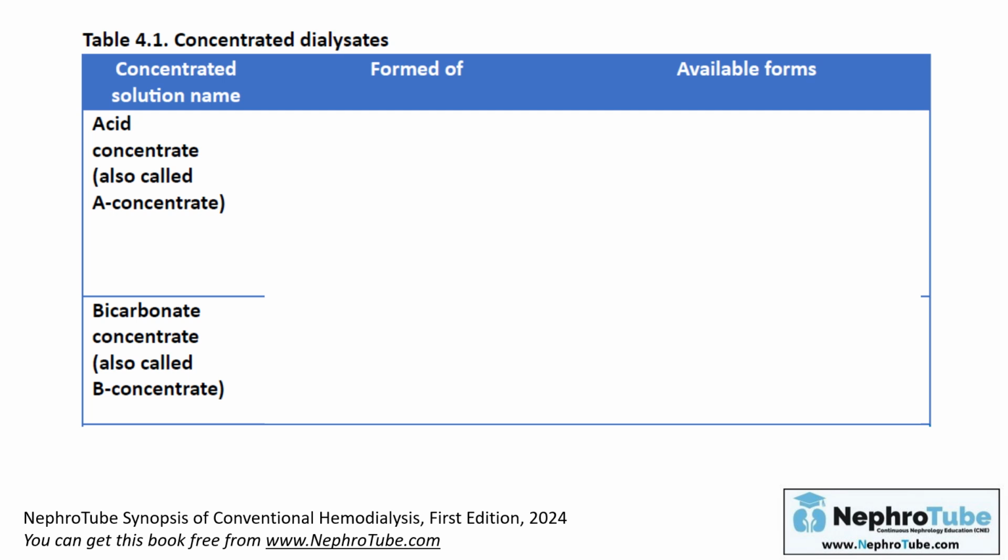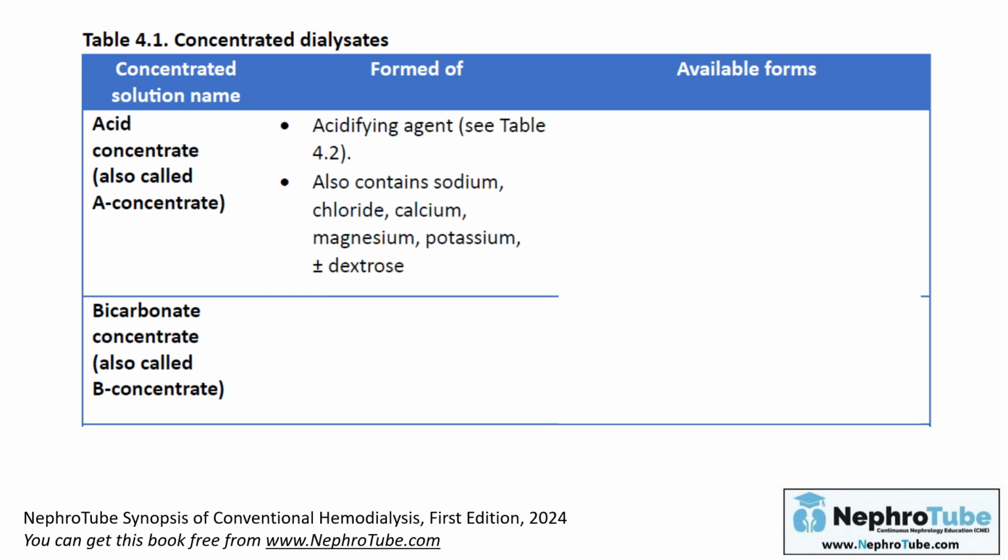We have two concentrated dialysates that are connected to the hemodialysis machine. The first one is the acid concentrate, also called A concentrate, A for acid, and the bicarbonate concentrate, also called B concentrate, and here B is for bicarbonate. The acid concentrate that is connected to the machine is formed of an acidifying agent, and I will talk about the different acidifying agents that can be used in the acid concentrate. It also contains sodium, chloride, calcium, magnesium, potassium, plus or minus dextrose.